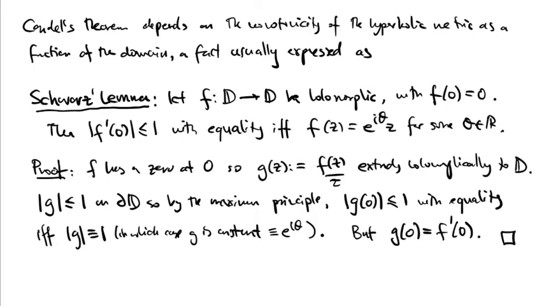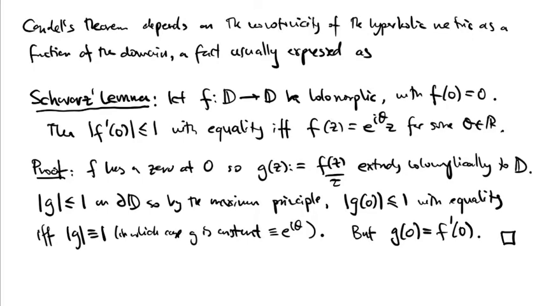Here's the proof. The holomorphic function f takes 0 to 0. Another way of saying that is that f has a 0 at 0. So we can form a new holomorphic function, g of z equal to f of z divided by z, defined a priori on the punctured disk, but which extends holomorphically over the entire disk because it's bounded near 0.